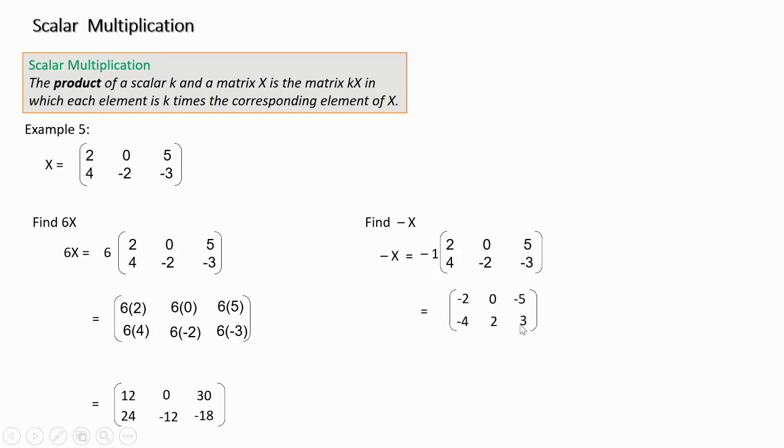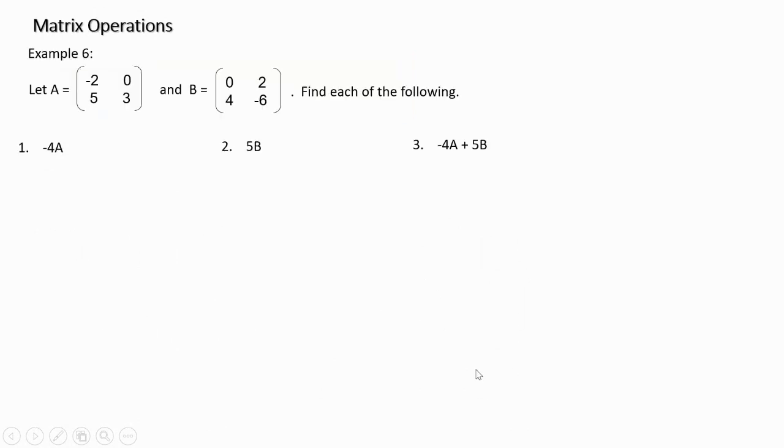And that'll be 3. When you have subtraction, you can convert it to addition by switching all the elements inside the matrix to the opposite sign, or you can just go negative 1 times each one of those elements. Okay.